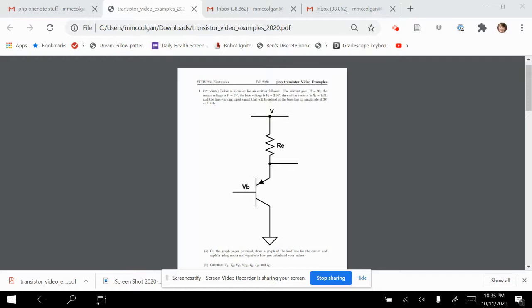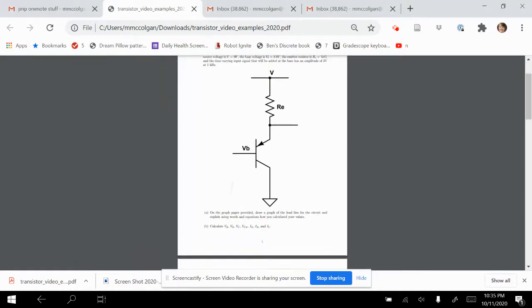Our emitter resistor is 1K, and our time varying input signal that will be added at the base has an amplitude of 3 volts and 1 kilohertz. And we're not going to worry about the time varying input signal at first. We're going to first start with our DC values.